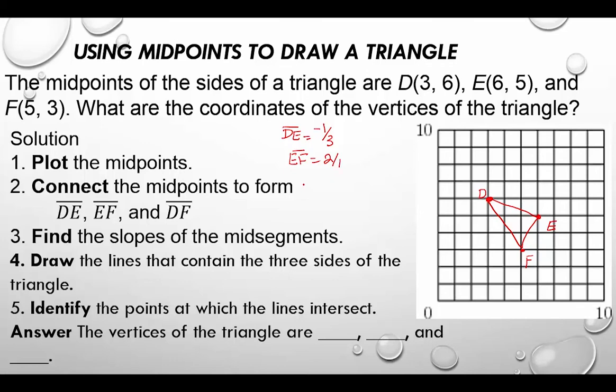And finally, finding the slope of DF. It has a rise of 1, 2, 3, and a run of 2, and it's negative, so it's negative 3/2. We're going to use these slopes to create the lines of the triangle. Remember, you want to create lines that are parallel to the midsegment, and they have to have the same slope. So for example, if I'm looking at DE, the line parallel would go through point F, and the slope of DE is negative 1/3, so I'm going to create that negative 1/3 starting at point F.